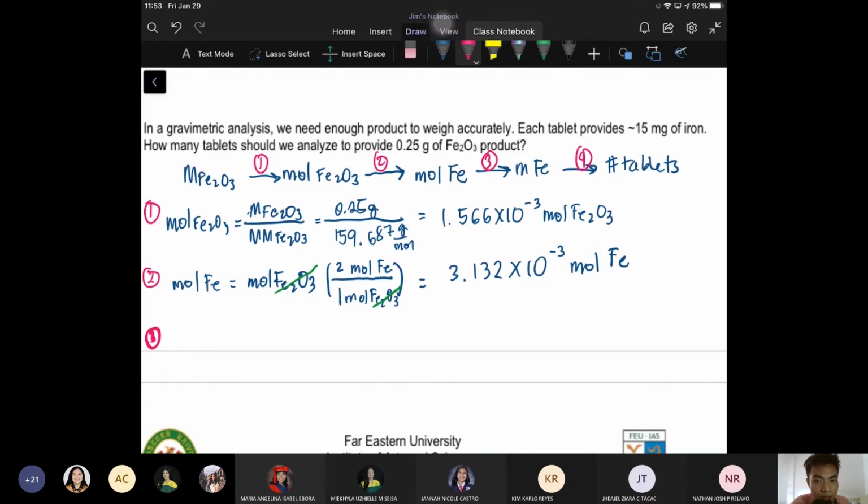Number 3. What's next? From mole to mass. So that's easy. So paano yan? That's the mole of iron times its molar mass. Diretso ko na sa calcu para mabilis. 55.845. So that will be 0.1749. Kapayahin ko na lang. Okay. Ano to? Grams iron.